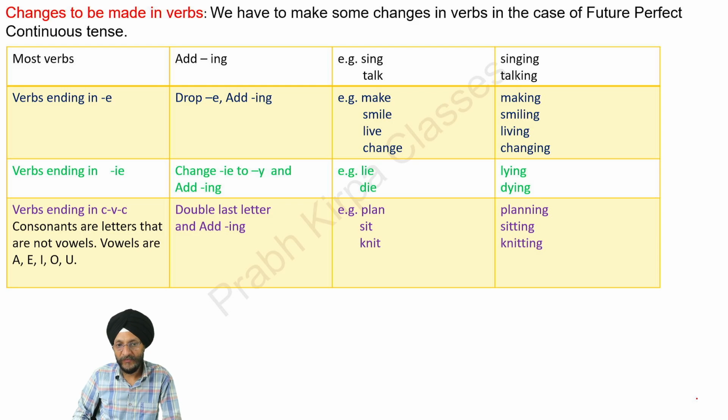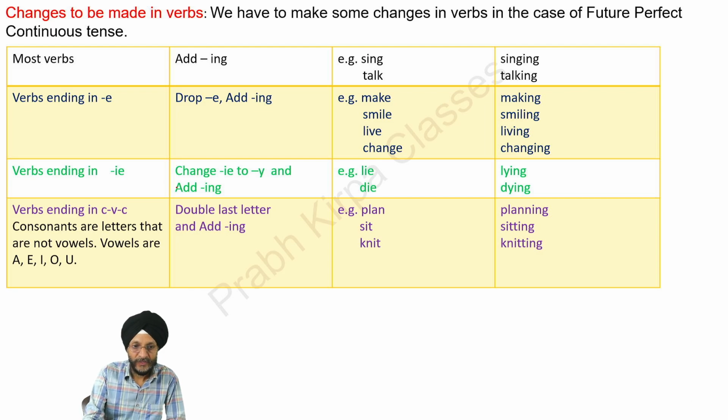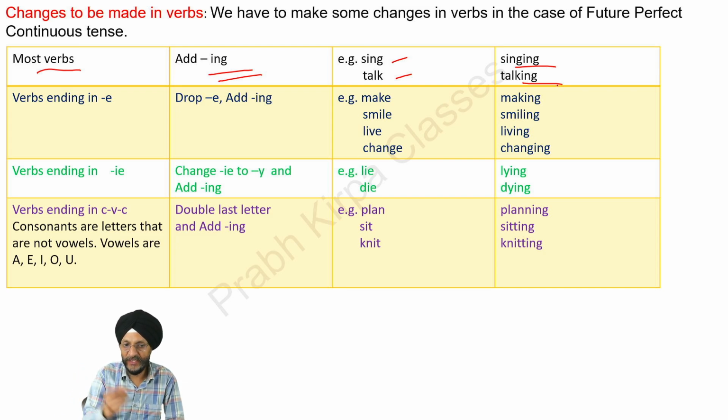Changes to be made in the verbs. When we are to use the verb in future perfect continuous tense, we have to make certain changes. Let us see. In case of most verbs, we are to simply add ing. For example, sing becomes singing, talk becomes talking. We have simply added ing. There are certain verbs which end with e. We have to drop e and add ing.